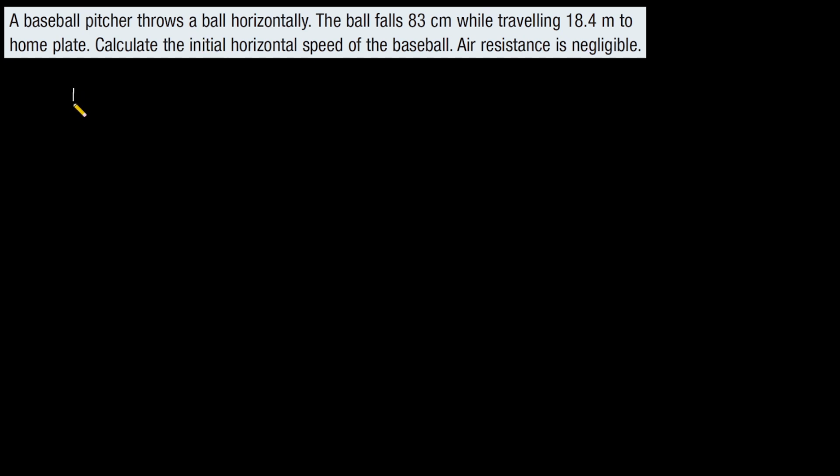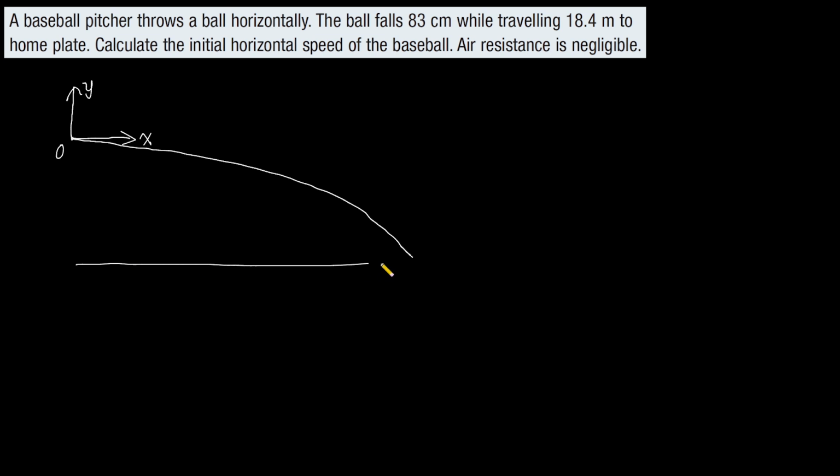We set the 0 point at the starting point of the baseball. So here is the 0 point. This is the positive y direction, positive x direction. And the ball goes this way. It follows a parabola curve. And here is the home plate.